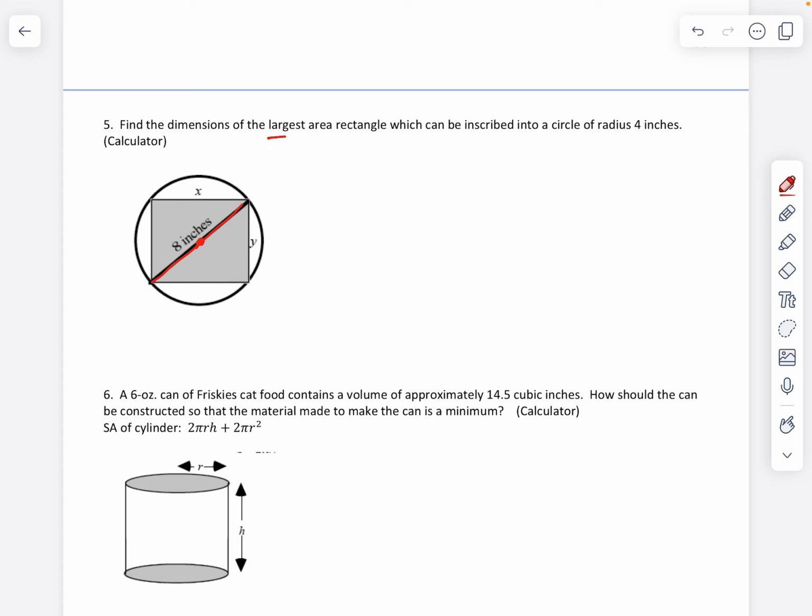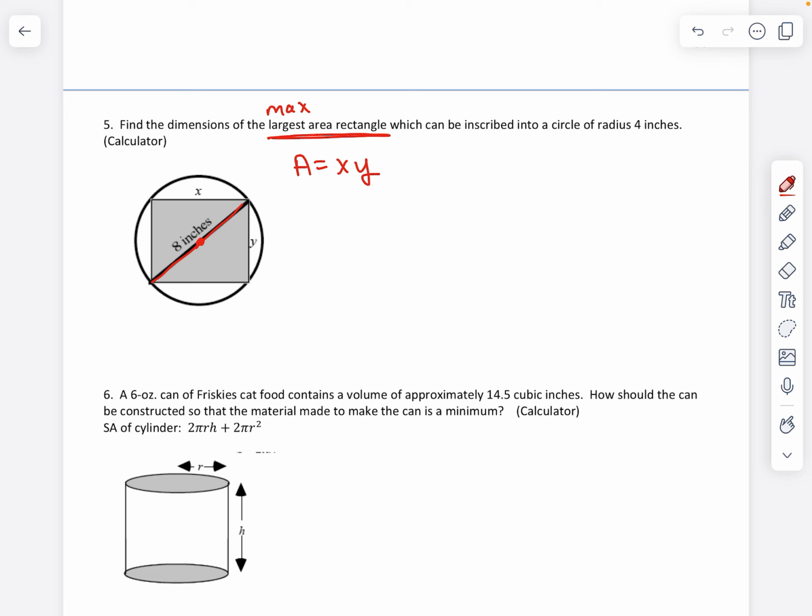One equation should always be whatever you're trying to maximize or minimize. I want the largest area, so I'm trying to find the maximum area. So if I look at the picture, I'm trying to find the area of the rectangle. So the area of the rectangle is just x times y. Now you will need a second equation.